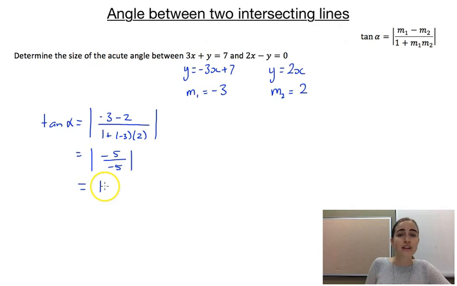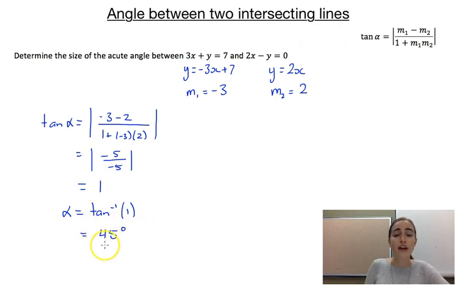So tan alpha is equal to 1, but we don't want tan alpha, we just want alpha by itself. So to find alpha, we're going to have tan inverse of 1, and you can pop that in your calculator and it'll tell you that it is 45 degrees. So the acute angle between those two lines is 45 degrees.